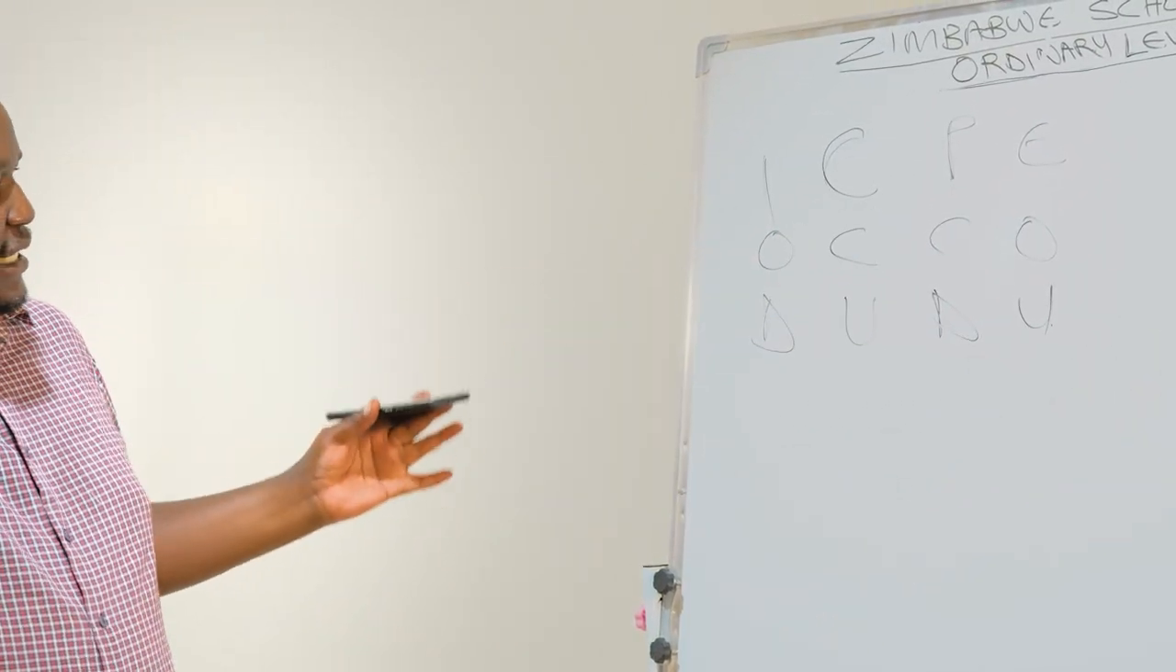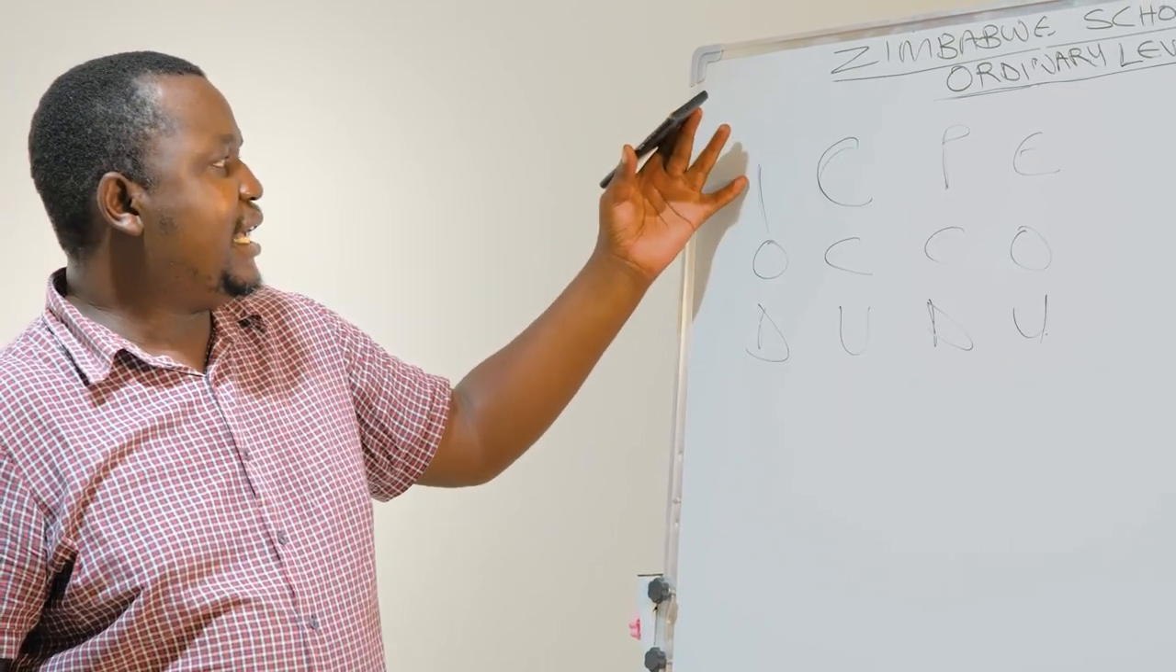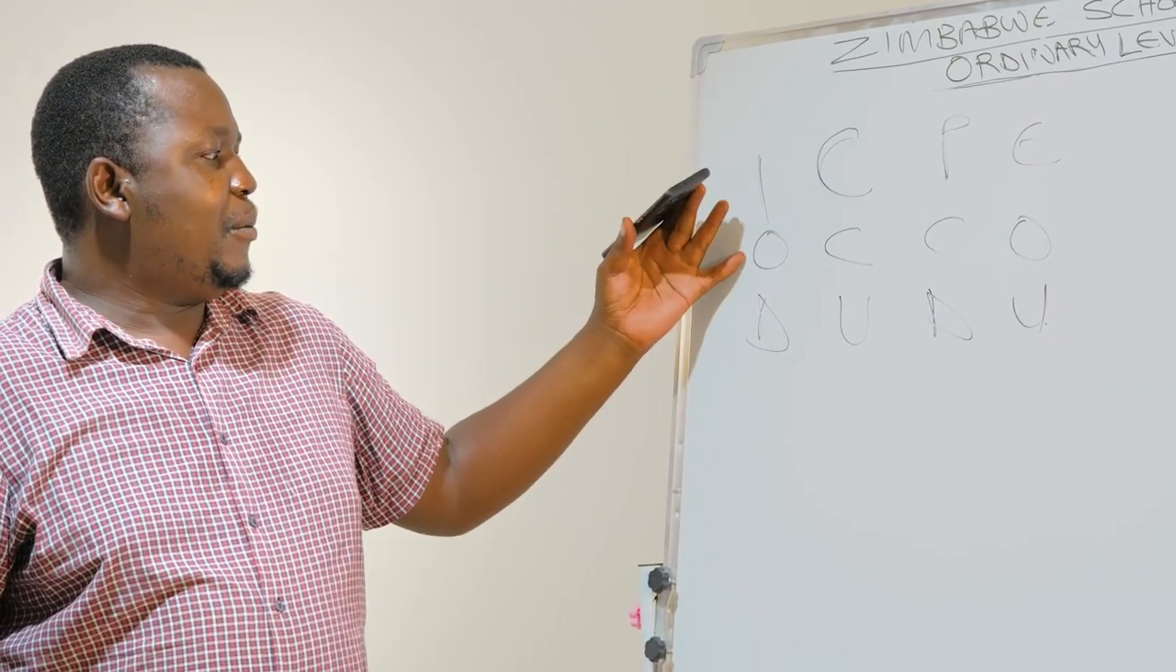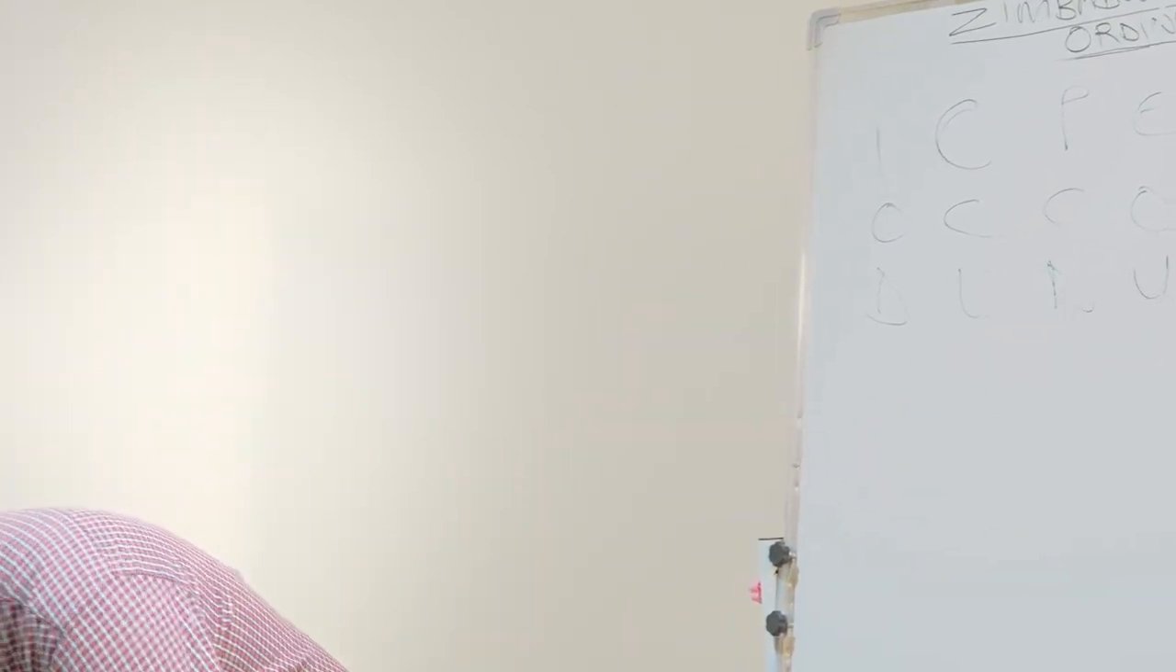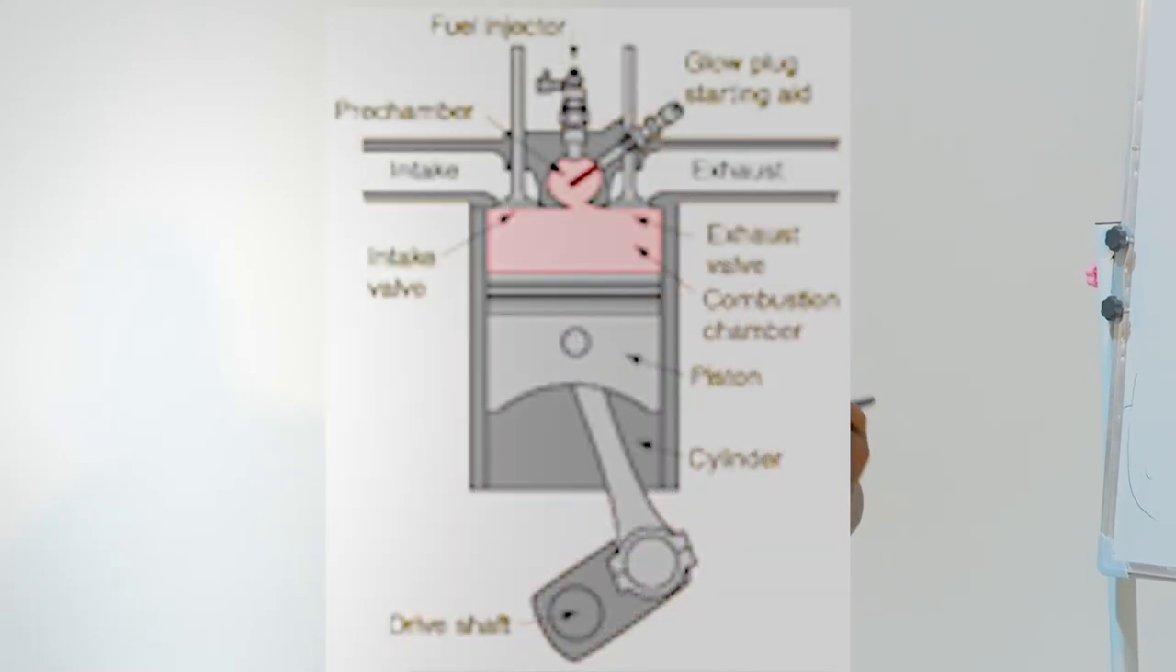You know, my face is an engine, and then, during intake, the inlet valve opens and the piston goes down. During compression, and more detail. So, first objective, describe the operation of a four-stroke petrol and a diesel engine.